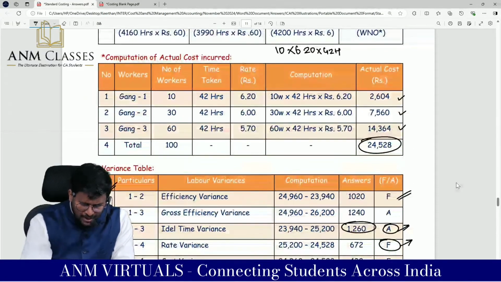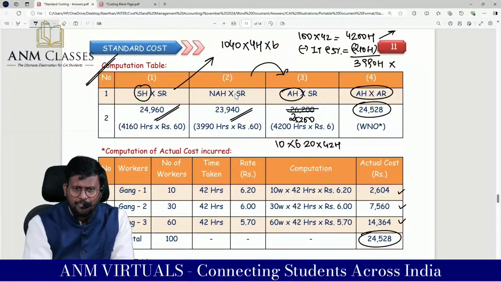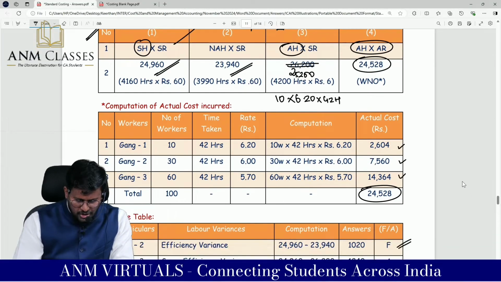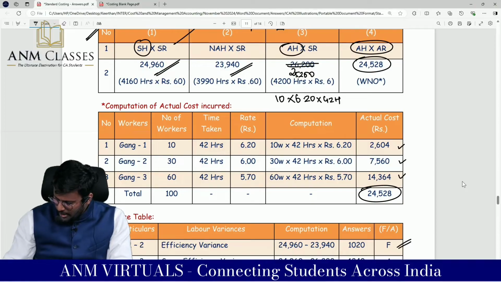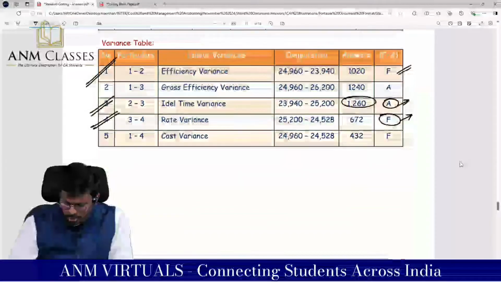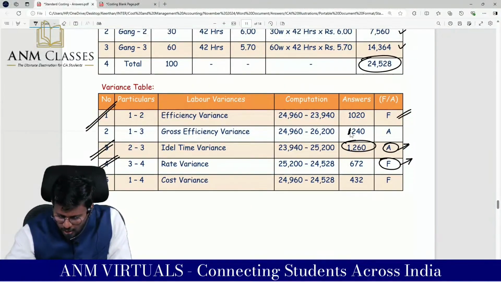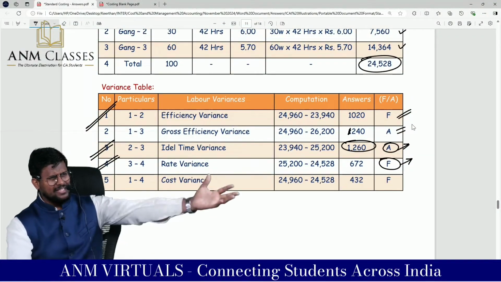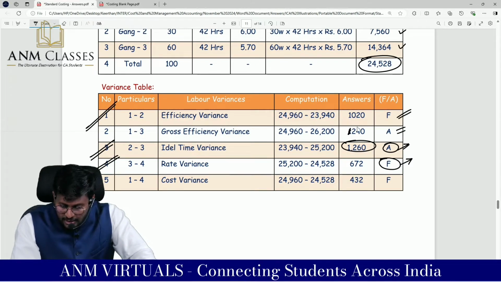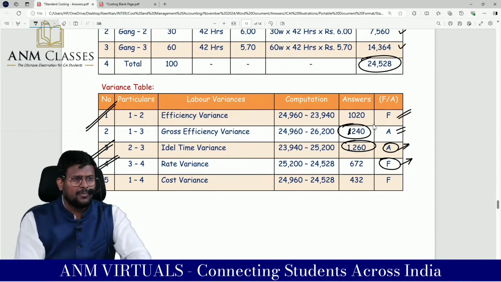Now 1 minus 2 போட்டப்ப எனக்கு லேபர் efficiency variance வந்துச்சு. 2 minus 3 போட்டப்போ idle time variance. அப்போ 1 minus 3 போட்டா gross efficiency variance, ரைட்டா? Which is 24,960 minus 25,200 comes to 240. We can reconcile that 240. எப்படி தெரியுமா? நான் gross efficiency பார்க்கறேனா எத்தனை மணி நேரத்துல நான் முடிக்க சொன்ன வேலையை?